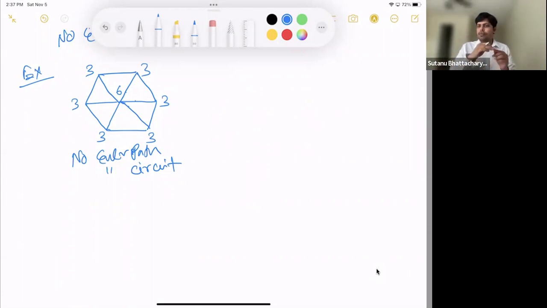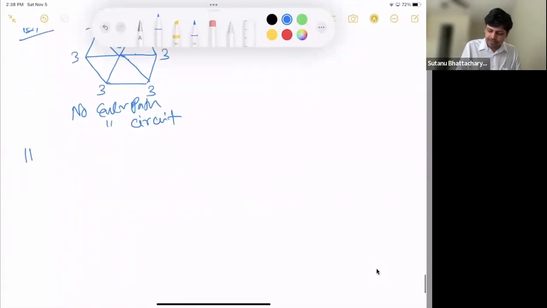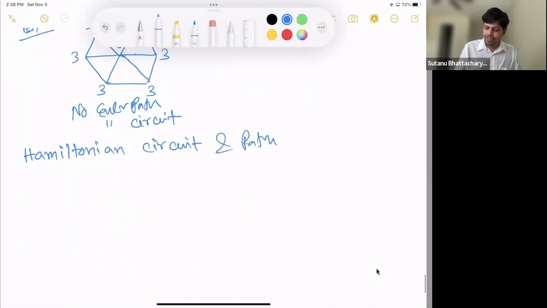So you need to find a simple circuit which covers all vertices of that graph, or you need to find a simple path which covers all vertices of that graph exactly once. And then it would be called a Hamiltonian circuit and Hamiltonian path. When there is a simple circuit, it would be called a Hamiltonian circuit. When there is a simple path, it would be called a Hamiltonian path.